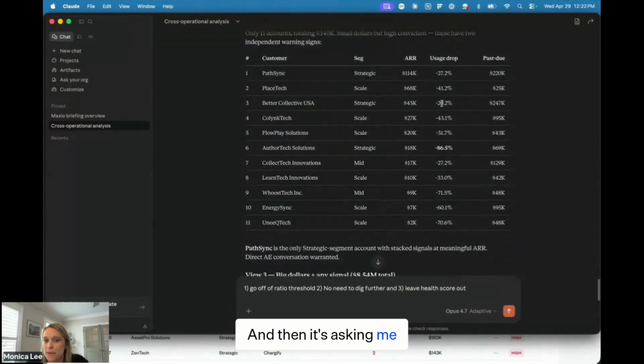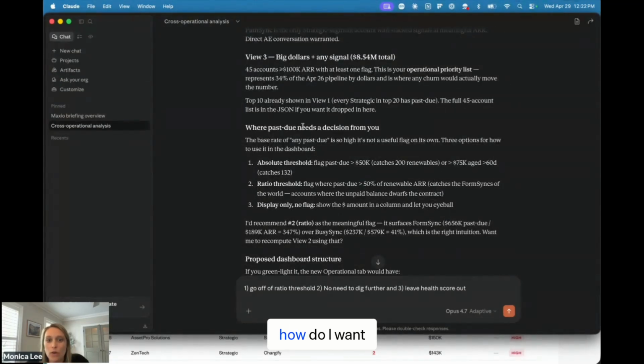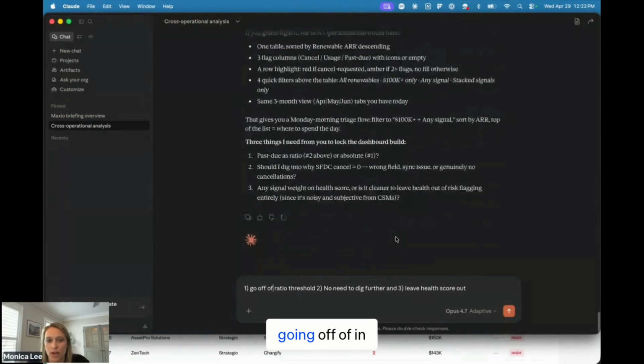And then it's giving me the usage drop as well. So now it's going to ask me, how do I want to look at the flags? And here I've already kind of drummed up what I'm thinking of going off of in order to update that dashboard that I showed you.